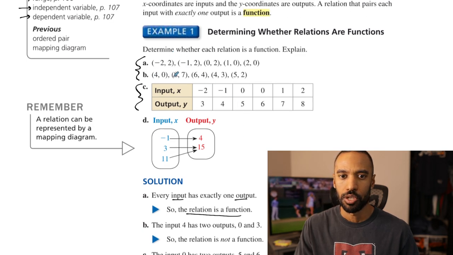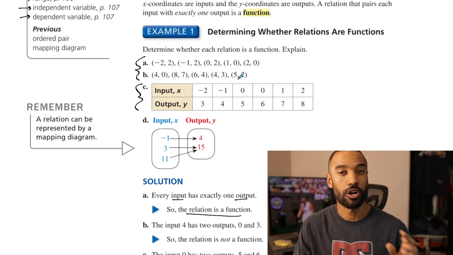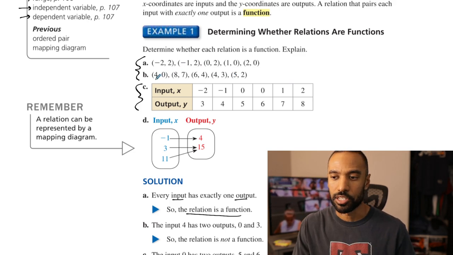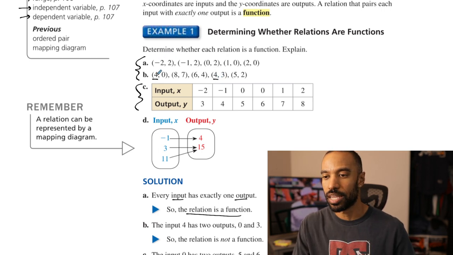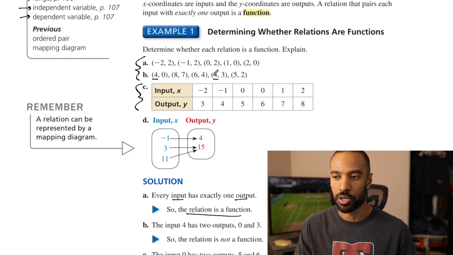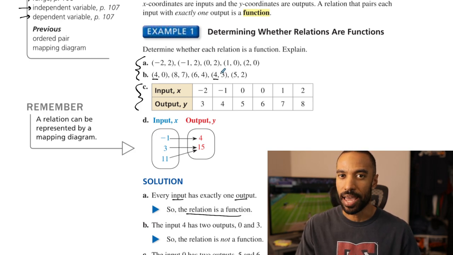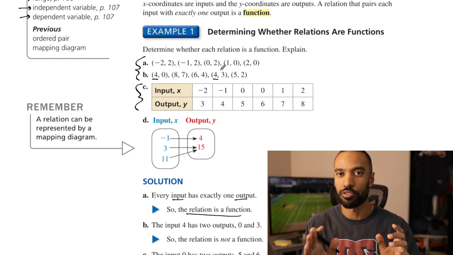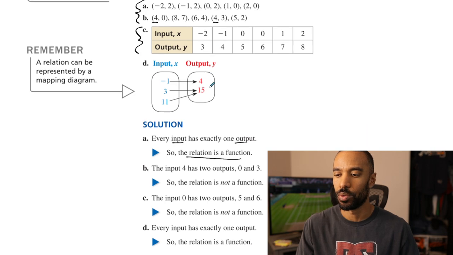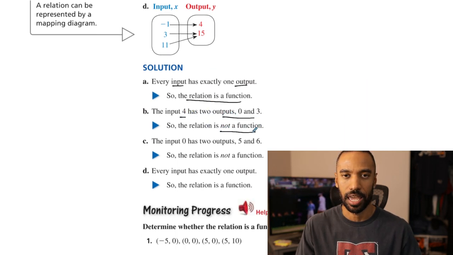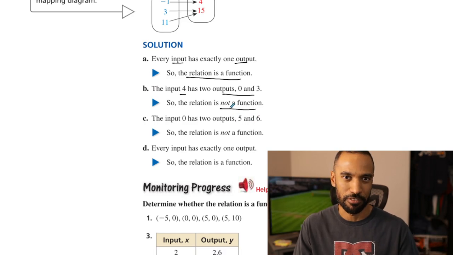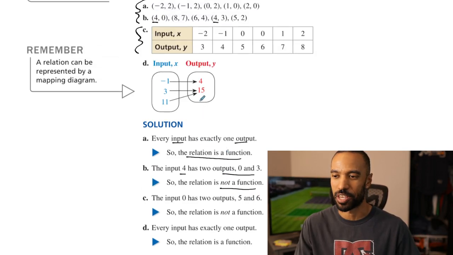Part B, you see 4, 8, 6, 4, 5. Now, I heard a repeat on the number 4. I saw it right here and right here. Those are repeats for x. Do they give me different y values? 4, 0, 4, 3, they do. Now, that is indicative of something that's not a function. This is a relation, but it's not a function. 4, 0, 4, 3, different outputs for the same input. X repeated with different y's. The input 4 has two different outputs, 0 and 3, so it's not a function. Sorry if the underlining doesn't really mean very much. I'm just kind of highlighting where I'm pointing my mouse.